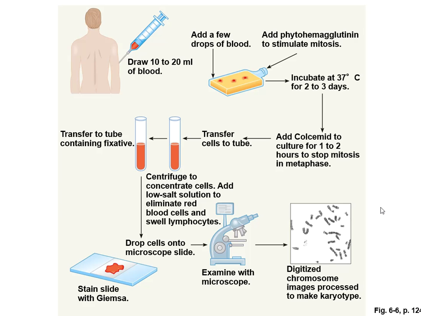Then there's centrifuge to concentrate the cells. You add a low salt solution to eliminate red blood cells and swell the lymphocytes. Then you can drop the cells onto a slide, stain them with Giemsa, and then you can take a look at them under the microscope and you can start to process your karyotype.